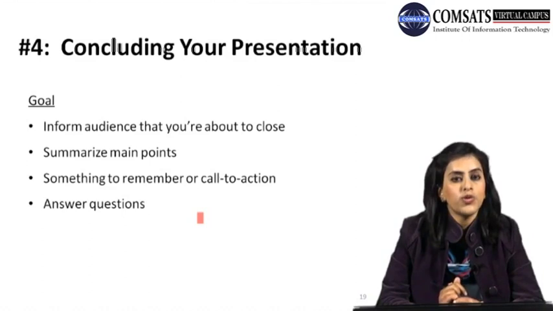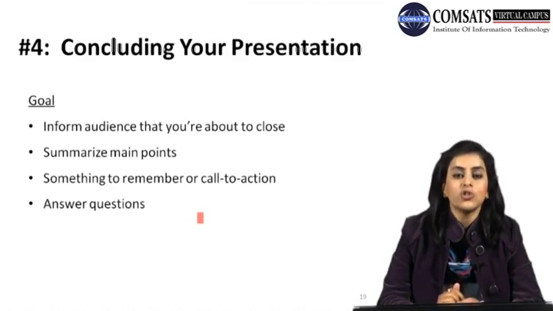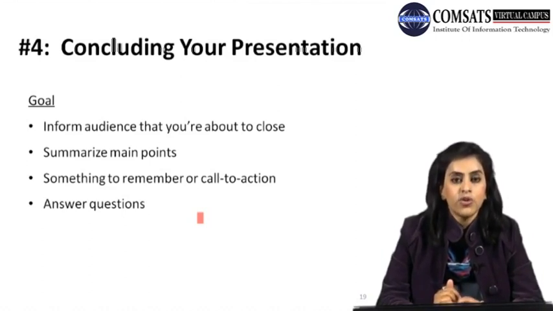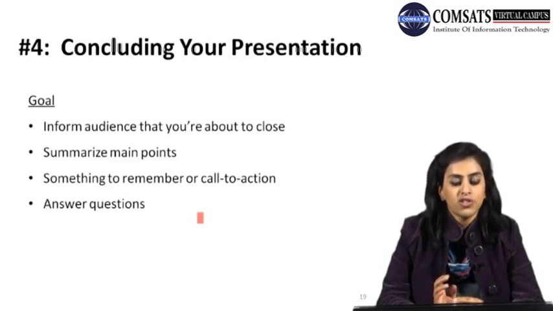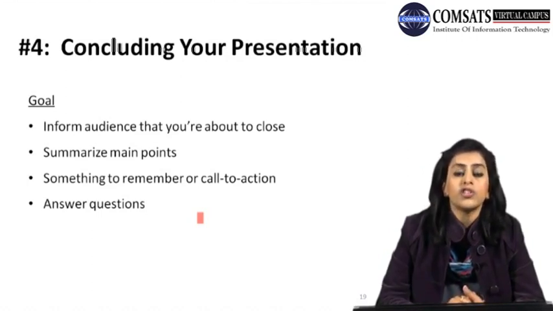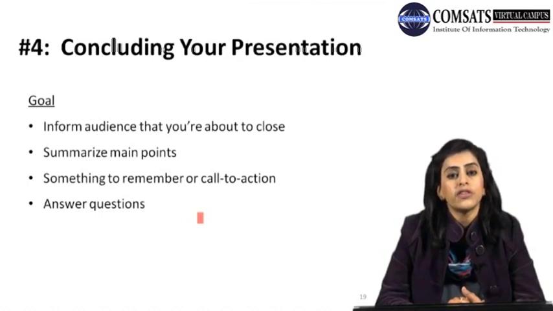Before you actually bring a closure to your presentation, you should inform them that you are about to close your presentation and say goodbye, so that they can prepare their questions to be asked in the question answer session. Summarize the main points. In your closing points, you are going to give the summary.